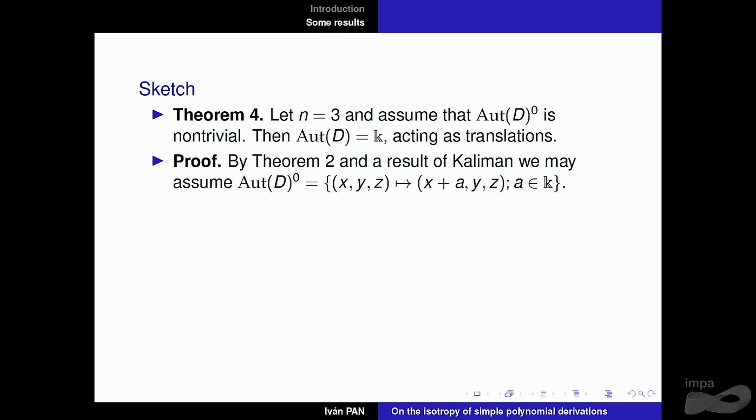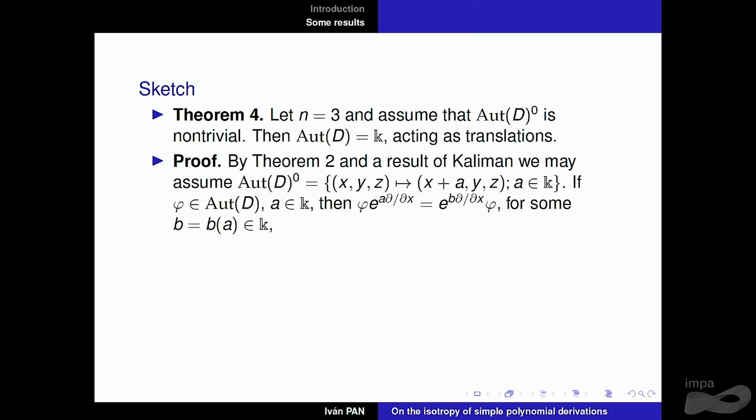Using this theorem and Kaliman, we may assume that the neutral part of the isotropy is of the form: a translation in one variable, only that. Okay? With this simplification, now phi is a general element. The neutral part is normalized by phi, because it's a normal group. Then phi commutes with translations.